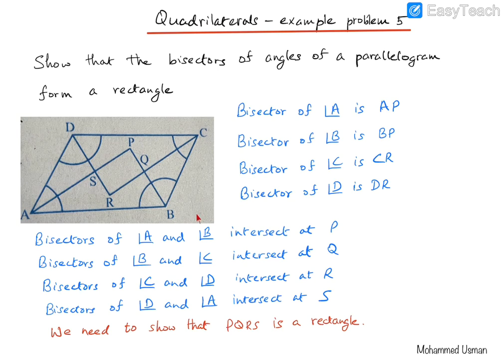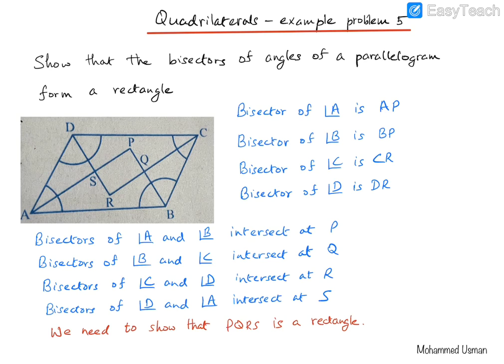So we have a parallelogram ABCD. In this parallelogram, there are four angles: angle A, angle B, angle C, and angle D. Each of these angles is being bisected by a line segment. So the bisector of angle A is the line AP. The bisector of angle B is the line BP. The bisector of angle C is the line CR. And the bisector of angle D is the line DR.